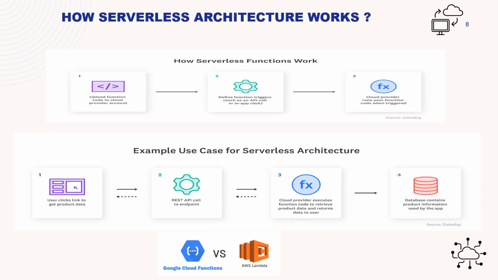How serverless architecture works. Here is an example use case for serverless architecture. Whenever the user clicks on the link to get product data, it sends a request to a REST API, which is called an endpoint. For example, the endpoint would be /products. Then it goes to the function, where the cloud provider executes the function's code to retrieve the product data and return it to the user. It will invoke the database for the products endpoint and get the information used by the app.